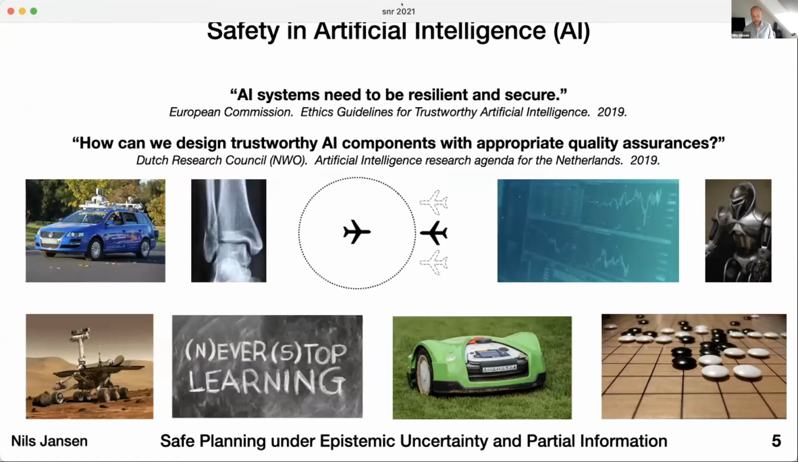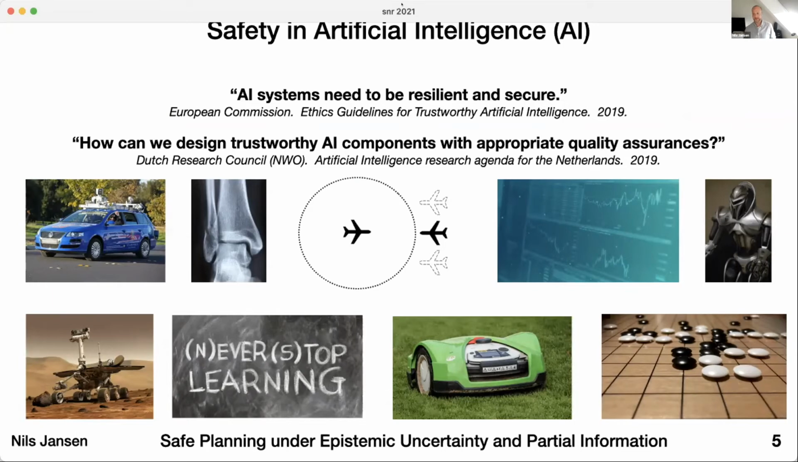So let us see, what is safety, or if you want, dependability in artificial intelligence? AI somehow has entered our everyday life. I list the standard pictures. So there's a self-driving car here, there's medical imaging, stock market, there's a Cylon from Battlestar Galactica, if you know it, there's a Mars rover, and other topics as well. And you also see some more academic examples like AlphaGo and some flight security.